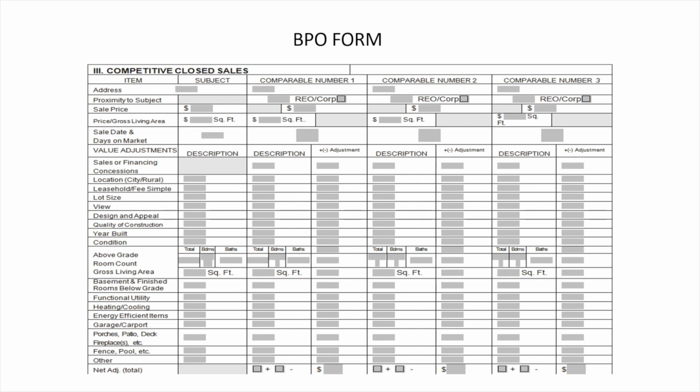What is the condition of the property? What are the above grade room counts and gross living area? Does the property have a basement? Is it finished? Are there rooms below grade? Functional utility, heat and cooling, energy efficient items. Does the property have a garage or a carport? Is there a porch, a patio, a deck, or a fireplace? Does the property have a fence or a pool, etc.?